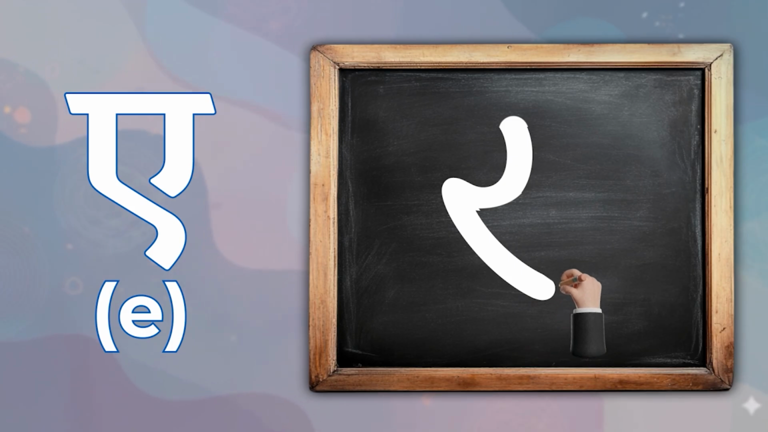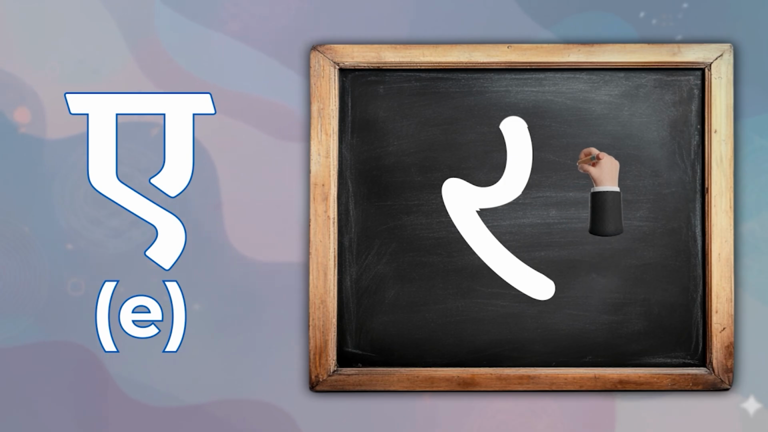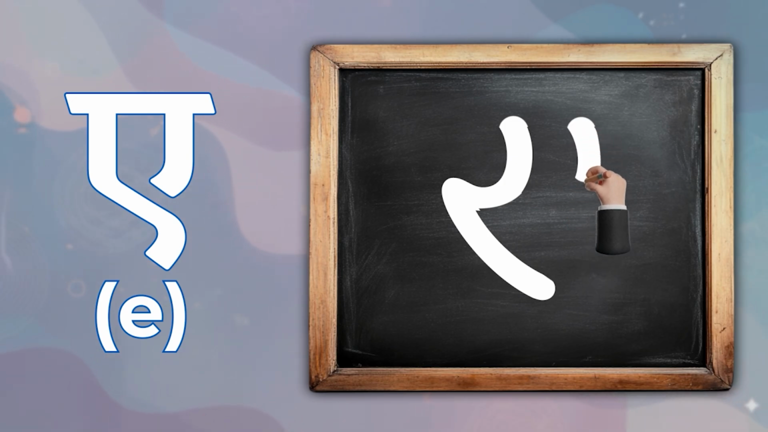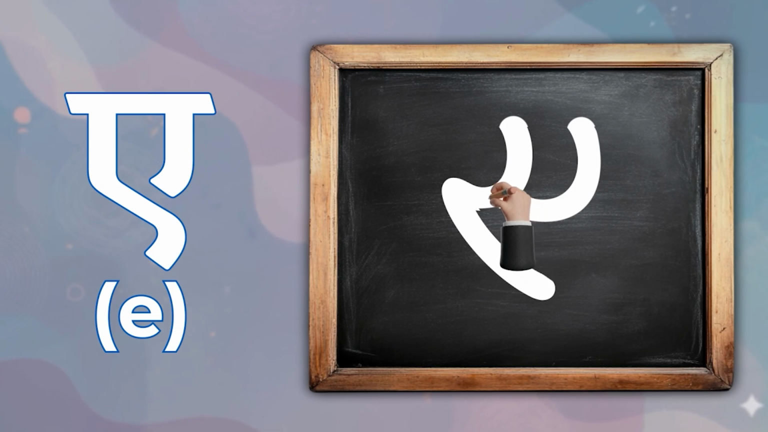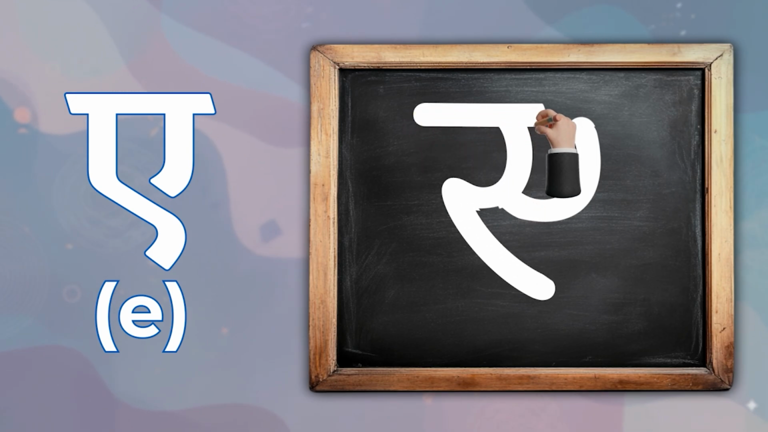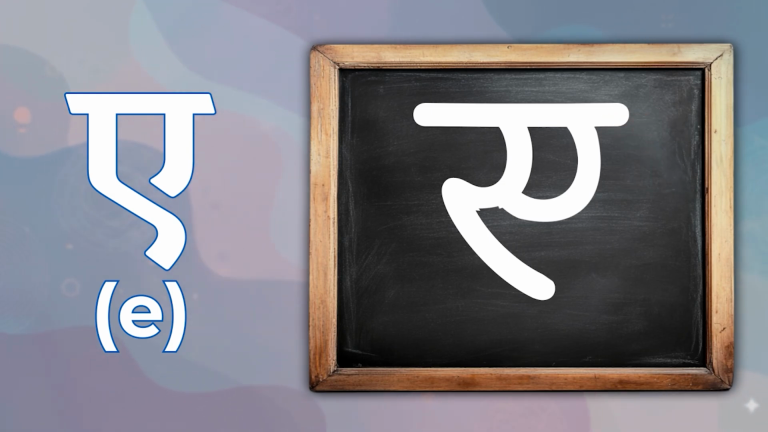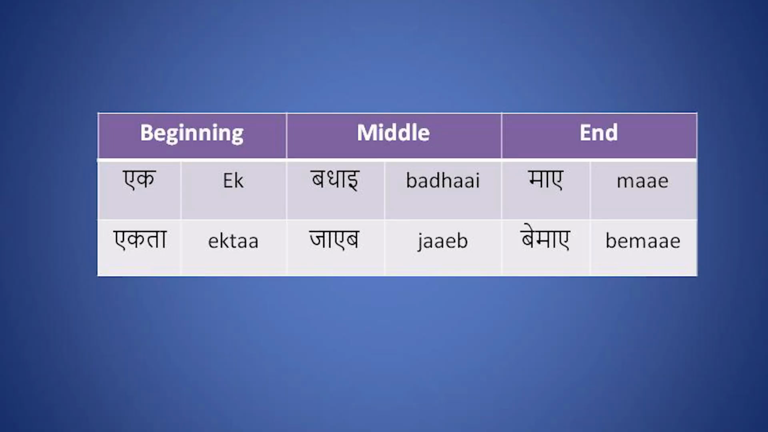Now, draw another vertical line parallel to the first with a small gap and join its end point to the intersection of the vertical line and the diagonal line. Finally, draw the Shirorekha. Thus, we see that we have written the letter A. The letter A can be used at any position in a word. Let's see some examples. एक, एकता, बधाई, जायब, माय, बेमाय.